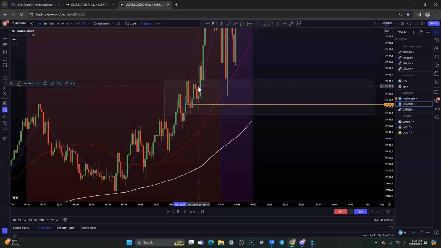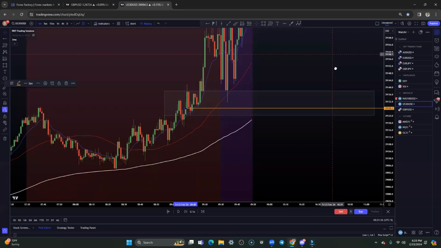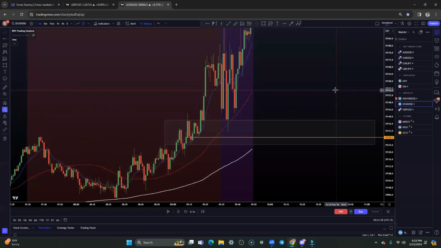And my second question is, do you risk half of what you used to on NAS on US 30? So if you used to use 10 lots on NAS, will you use 5 lots on US 30? Or how much lower is your risk on US 30 compared to NAS?